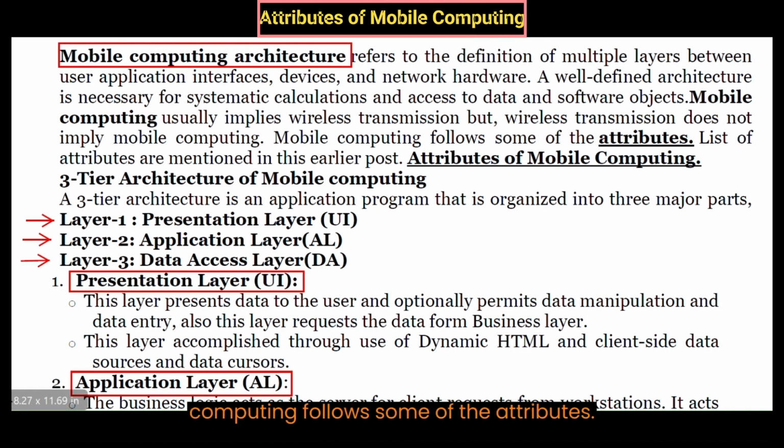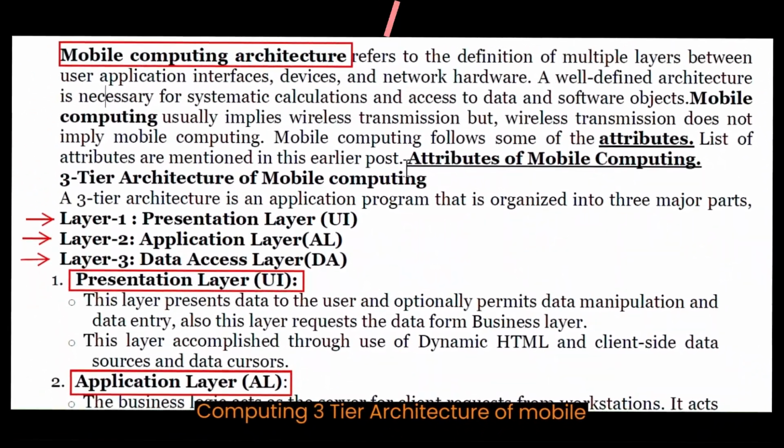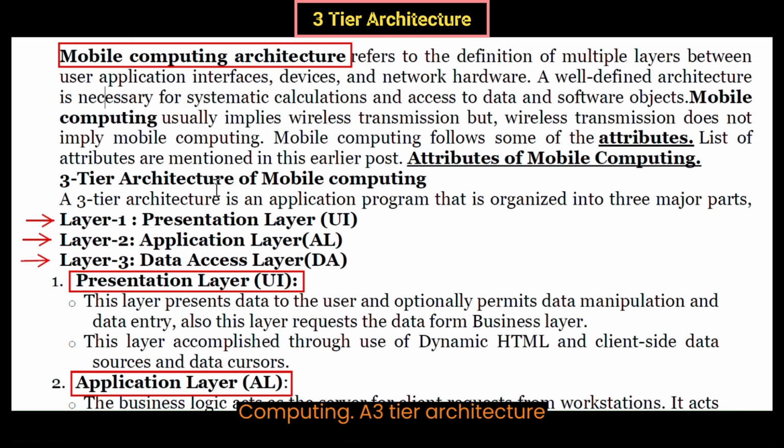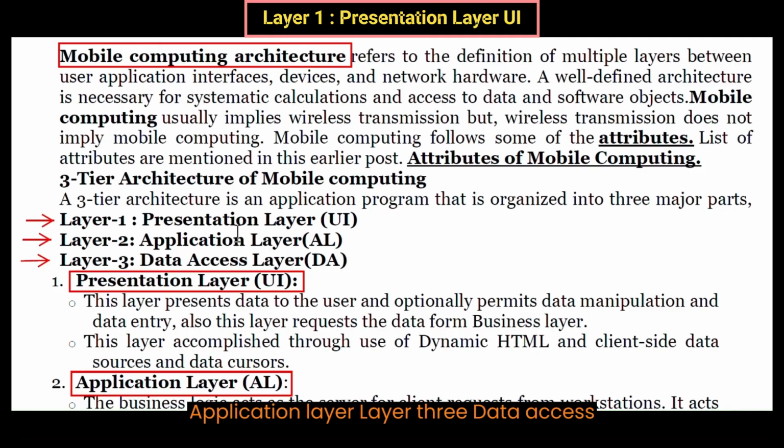Mobile computing follows some attributes. Attributes of mobile computing: three-tier architecture of mobile computing. A three-tier architecture is an application program that is organized into three major parts: Layer 1, presentation layer (UI); Layer 2, application layer; Layer 3, data access layer.